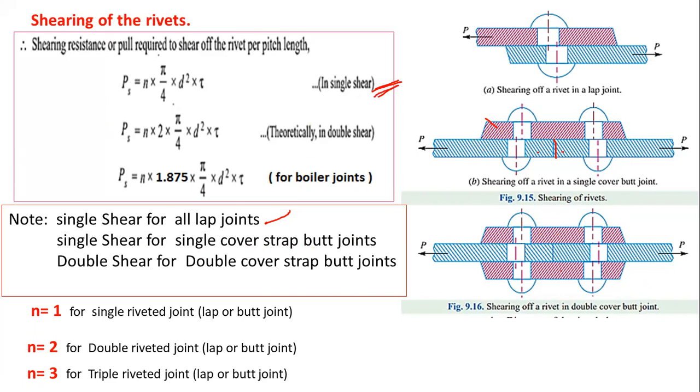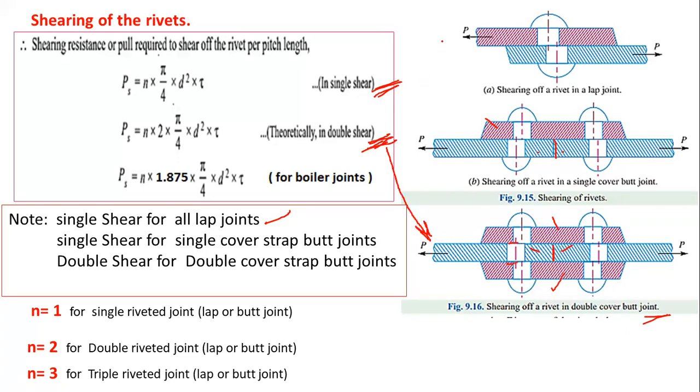Now here you can observe this is the butt joint, and these are the two plates. For joining these two plates, we are using top and bottom cover plates. That means a double cover or double strap butt joint. For double strap butt joints, you can observe the rivet may fail at two places, here and here. So you have to consider double shear for double cover butt joints. You have to use this formula for this joint.